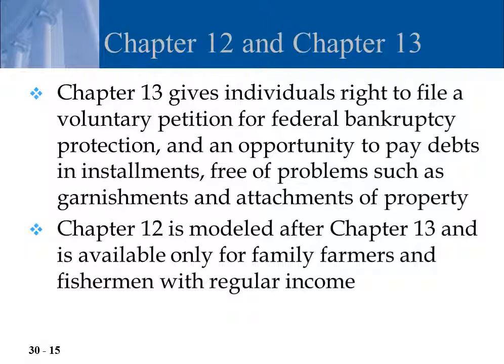Next, we'll look at Chapter 12 and Chapter 13. Chapter 13 gives individuals the right to file a voluntary petition for federal bankruptcy protection and an opportunity to pay debts in installments, free of problems such as garnishments and attachments of the property. So it's a payment plan for individuals. It's not available to businesses. And Chapter 12 is modeled after Chapter 13 and is available only for family farmers and fishermen with regular income. So it's a slightly different type. Again, these are available to individuals and sole proprietorships.